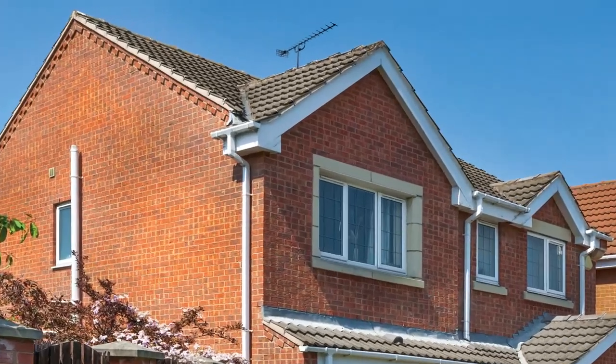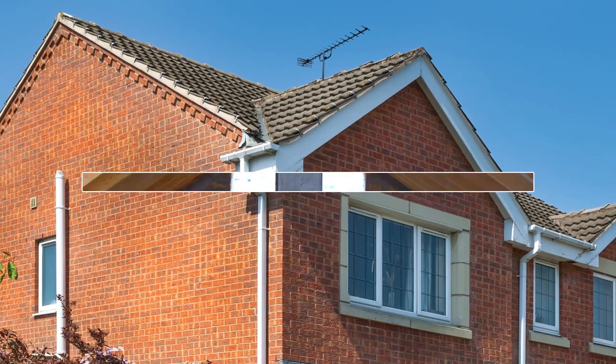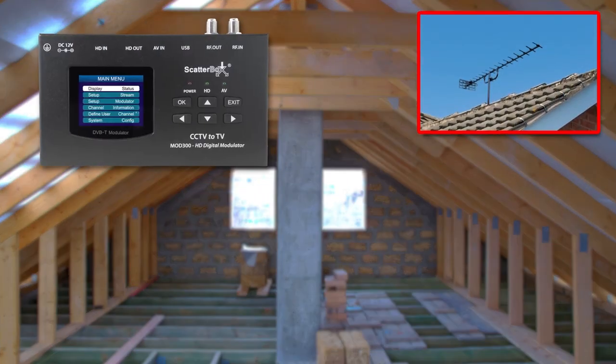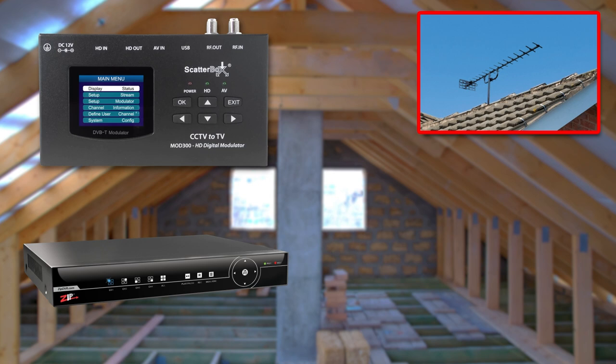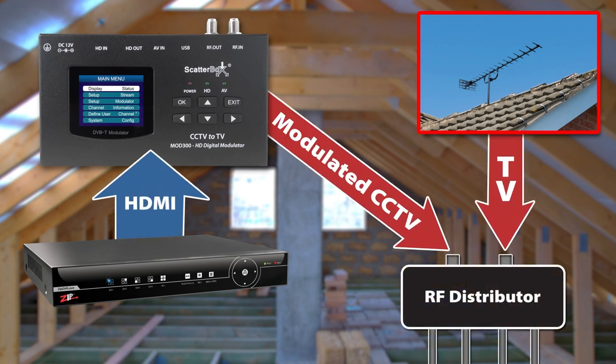The best way to do this is to fit the HD modulator where the TV aerial cable enters the property, which is typically in the loft. And this is also where we would always recommend fitting your DVR. This setup has the advantage of keeping the DVR out of harm's way, as well as keeping your installation tidy, as you can cable your cameras straight into the recorder with no fuss.